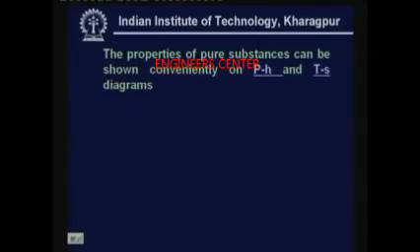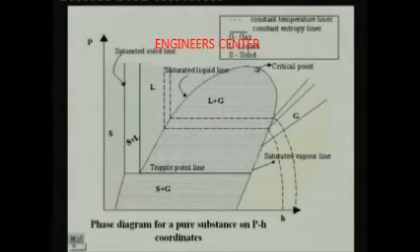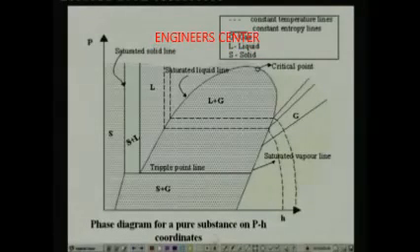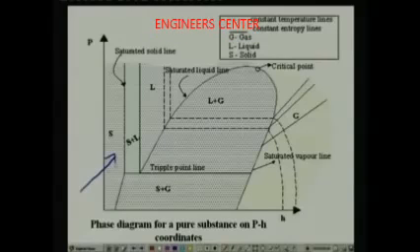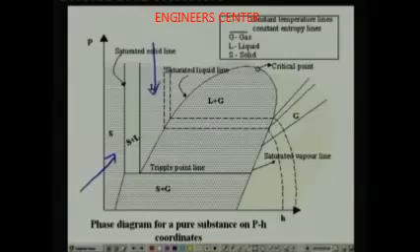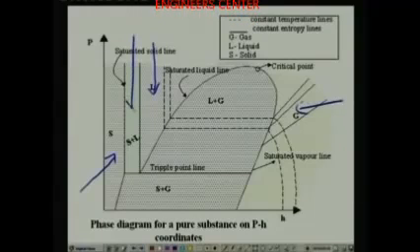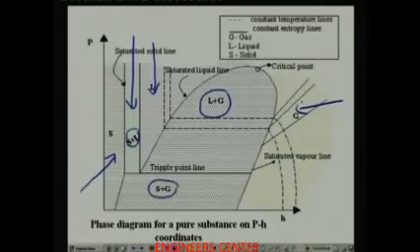The properties of pure substances can be shown conveniently on pH and TS diagrams. Let me show a typical pH diagram. This figure here shows a pH diagram. So here you have a solid region and a liquid region and a gaseous region, and you also have interfaces. For example, this is the region in which solid and liquid exist in equilibrium. This is the region in which liquid and gas exist in equilibrium, and this is the region in which solid and gas exist in equilibrium. So this is a typical phase diagram of a pure substance on pH coordinates.